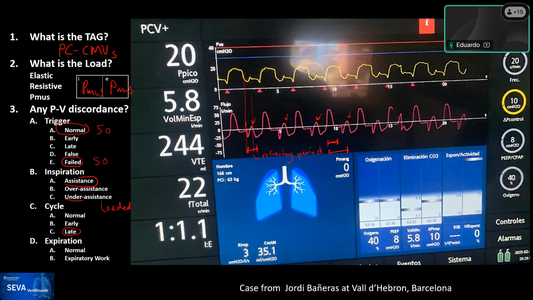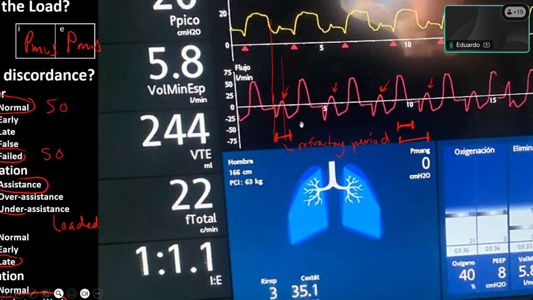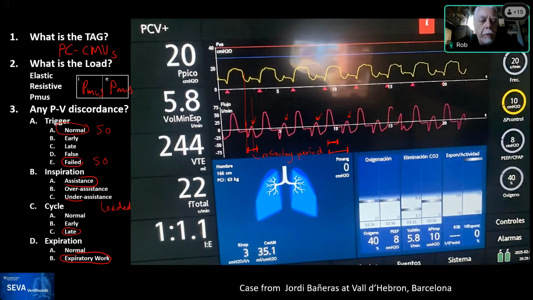And then finally, for exhalation, I cannot make a very good assessment here, but my suspicion is that there is effort during expiratory work. It doesn't seem to be falling in an exponential way, but the time scale is so small that I cannot really read it. But I suspect that there was expiratory effort. Yeah, so this looks like a patient that's panting in and out, right? Yes, exactly.